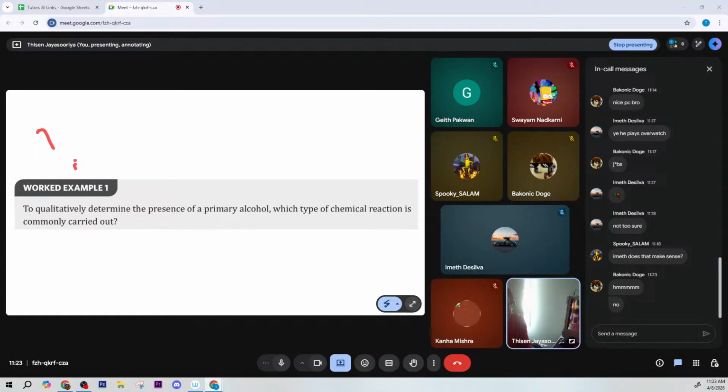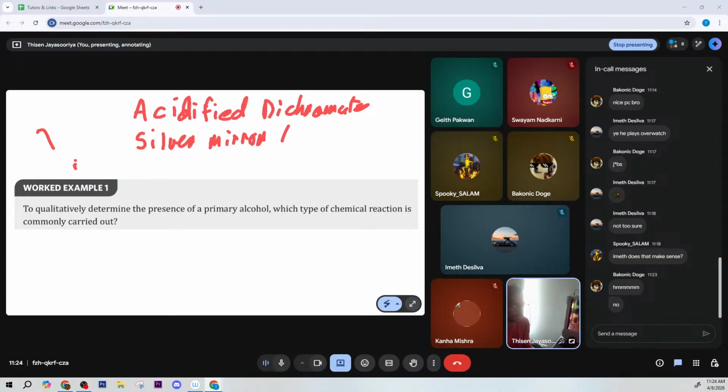So here, if we have a primary alcohol, the qualitative test that we'd first do to determine if there's a primary alcohol is to see if it reacts with acidified dichromate. If it reacts with the acidified dichromate, we know we have a secondary or primary alcohol. Then afterwards, we do the silver mirrors test.